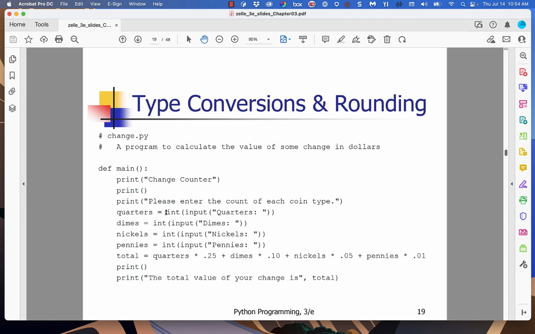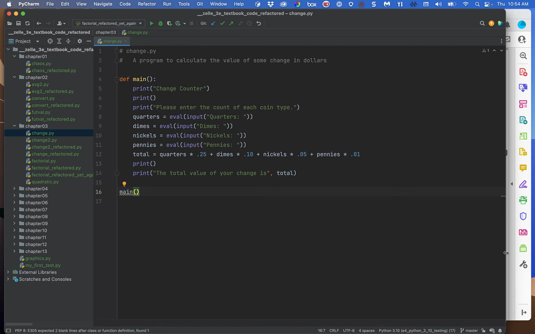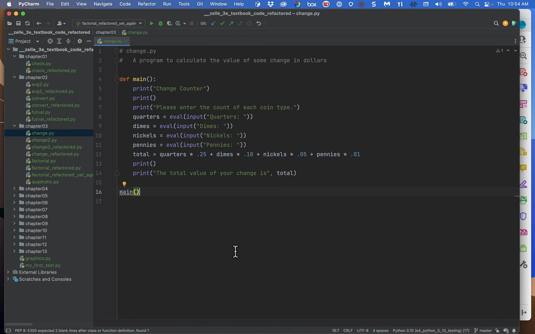Okay, so now we're going to talk about type conversion and rounding, and we have a program here called change.py, okay? And this is where I typically bring in my version of these. I've taken these and I've opened up the code, right? So this is a program that's a change counter. Please enter the count of each coin type. It's using eval for some reason.